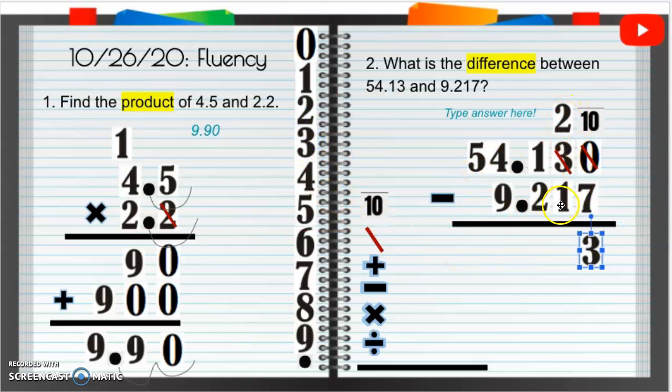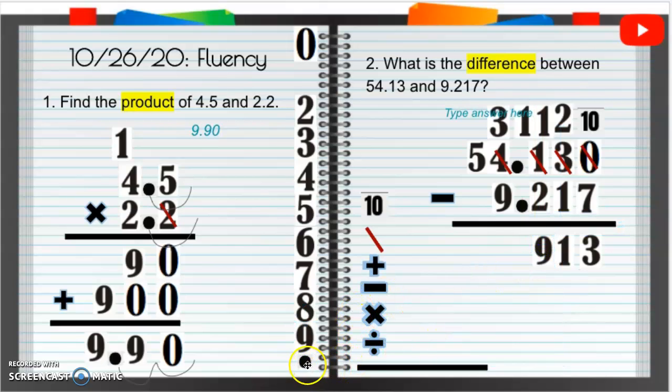Now 10 minus 7 is going to be 3. 2 minus 1 is going to be 1. Can we do 1 minus 2? No, we can't, so we need to borrow from that 4. That 4 will become a 3 to make that 1 an 11. So 11 minus 2, 11, 10, 9. So our answer will be 9 there.